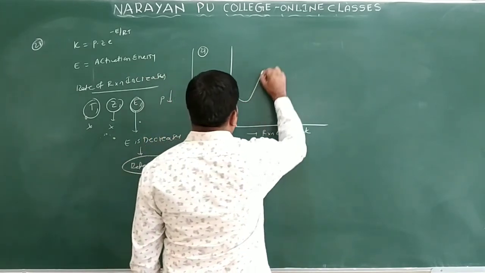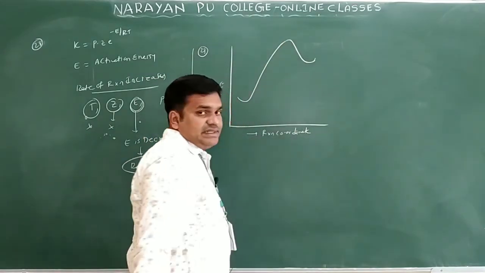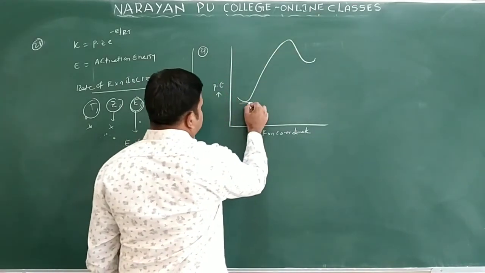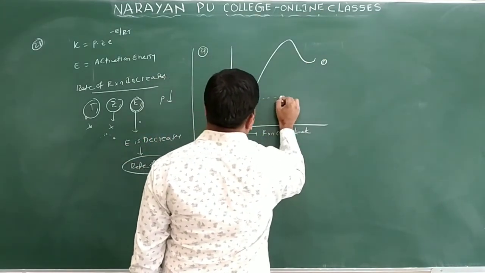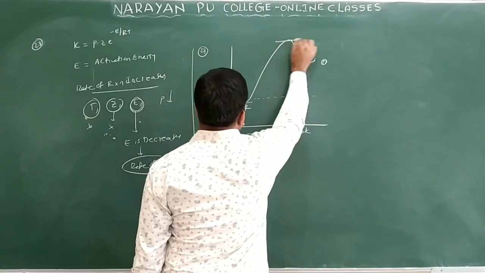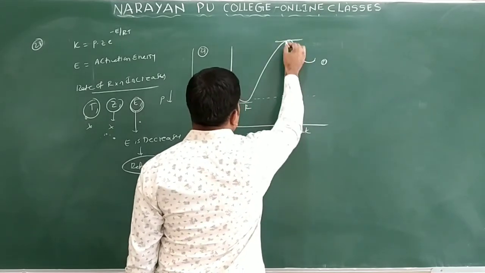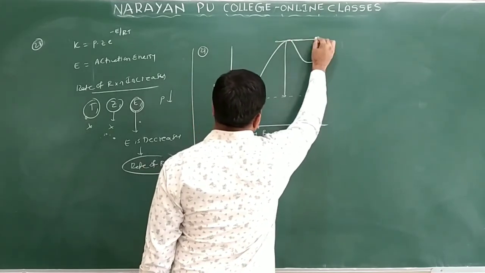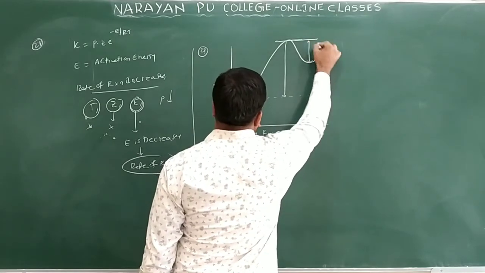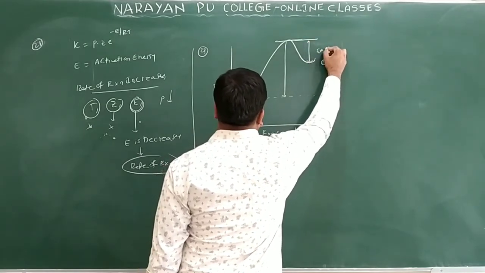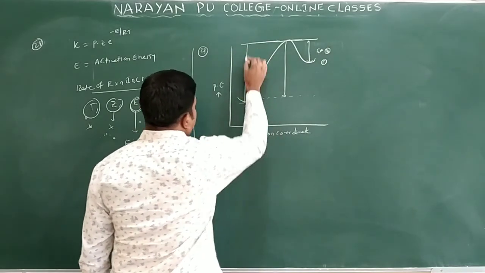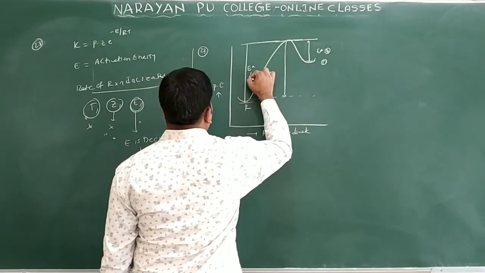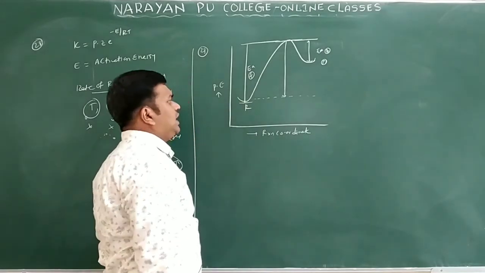So for an endothermic reaction the graph can be like this. This is the reactant. This is the product. This is the activated complex. This is the activation energy for the backward reaction. Now this is the activation energy for the forward reaction. Okay.